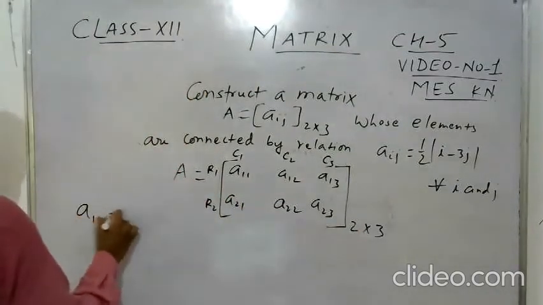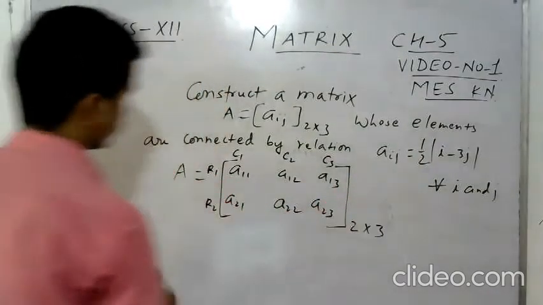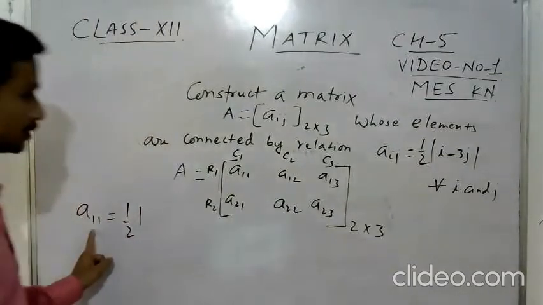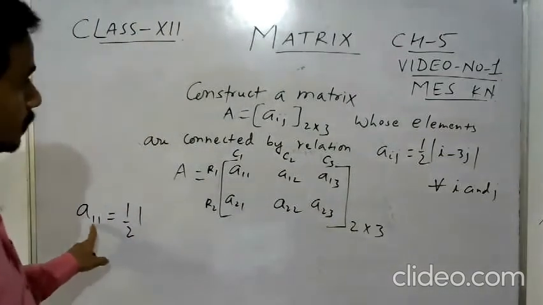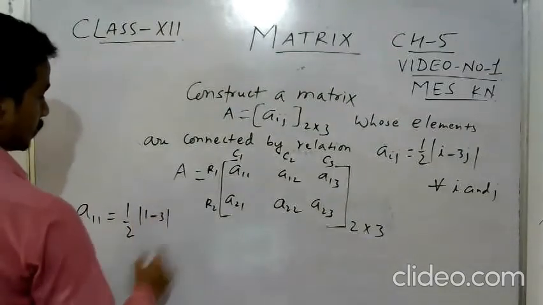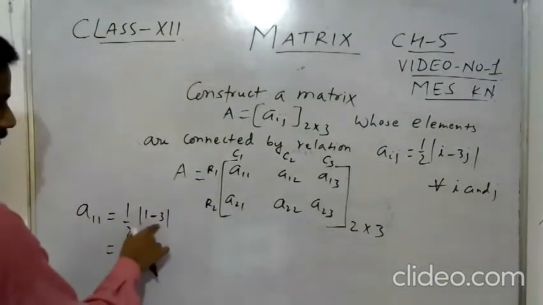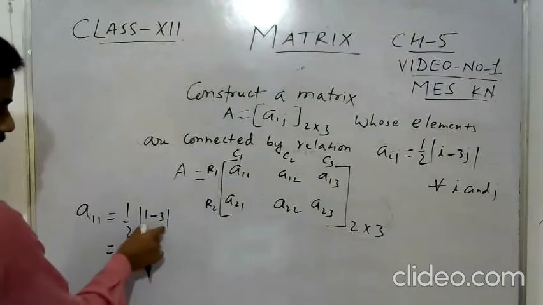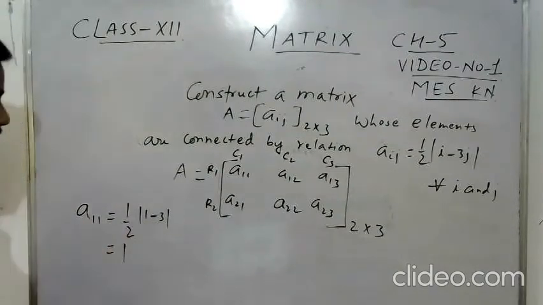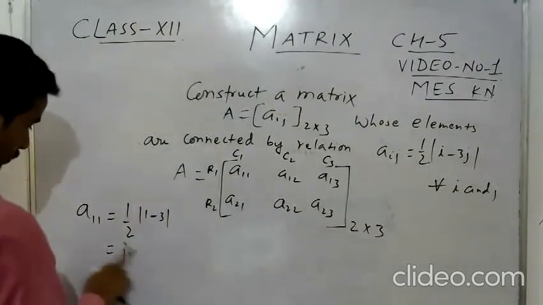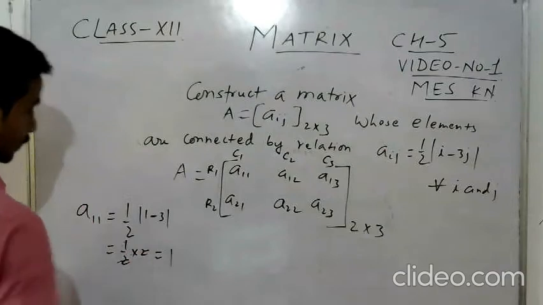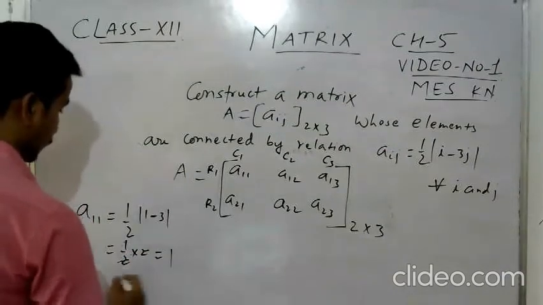So A11 is equal to half mod of, in place of i and j, what will you put? You will put 1 and 1. So 1 minus 3 into 1. 3 ones are 3. So what will you get? 1 minus 3 is negative 2, and this mod will make negative 2 into positive 2. So you will get half into 2, which is 1. A11 will be equal to 1.